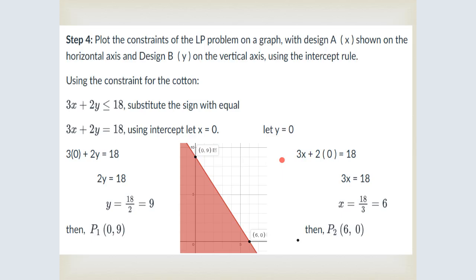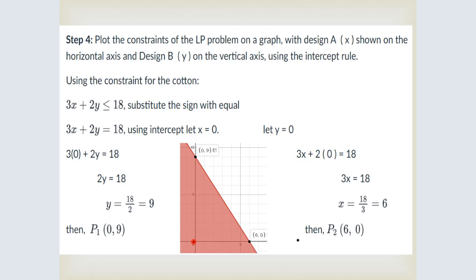And what would be the shaded part? Since origin is 0, 0, if we substitute it to the equation, 3 times 0 plus 2 times 0, the result of that is 0, and 0 is less than 18. So meaning, the origin is part of the shaded part. That's why, ayan, ang ating shaded part ay yung kulay pula. So, part yung origin ng solution.